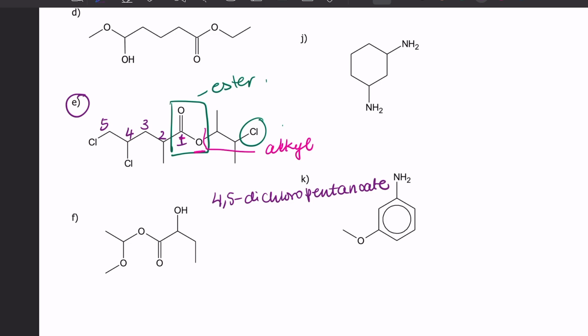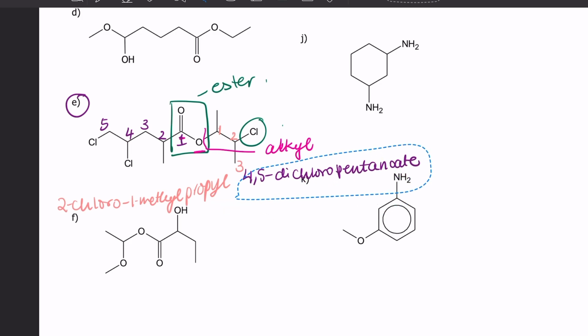4,5-dichloropentanoate. And the alkyl part of the name, the numbering starts at the carbon that is attached to the oxygen. So 1, 2, 3, that's the longest carbon chain. So 2-chloro, 1-methyl, propyl. So remember, we said that you will leave some space between the alkyl and the alkanoate. So we're going to name it like this: 2-chloro-1-methylpropyl 4,5-dichloropentanoate.